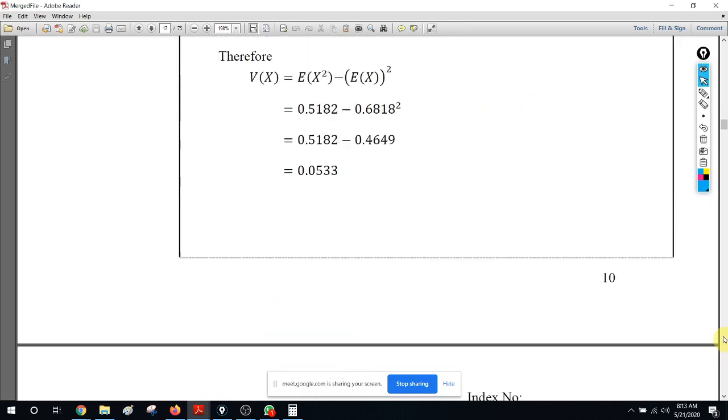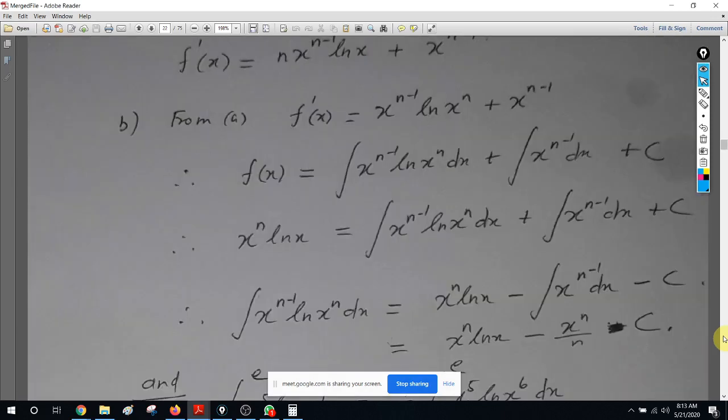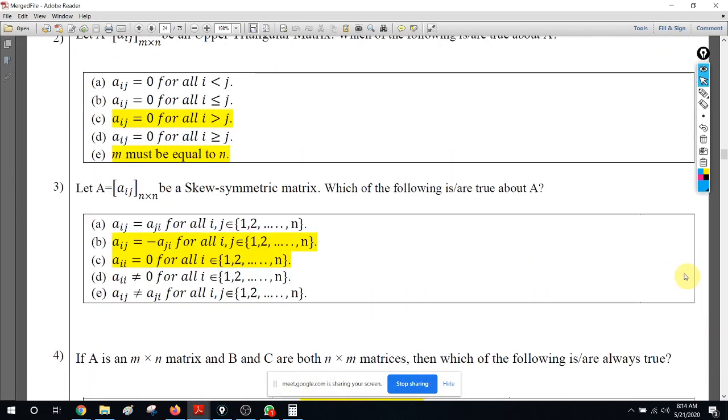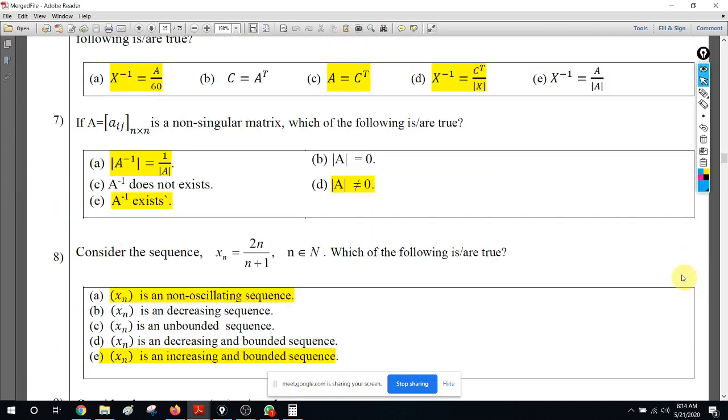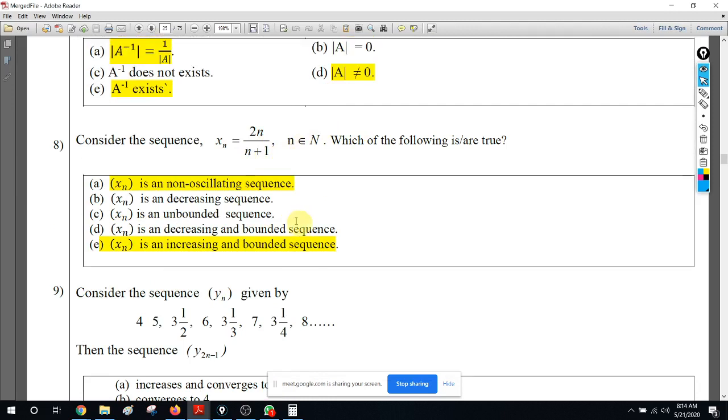Right, so let's move on to the 2018 paper, some sequence questions. Right, so this is a question. Consider the sequence xn equal 2n divided by n plus 1, where n is a natural number.